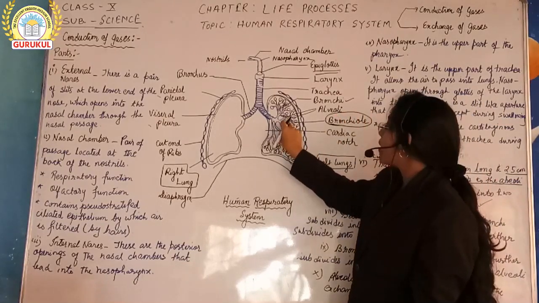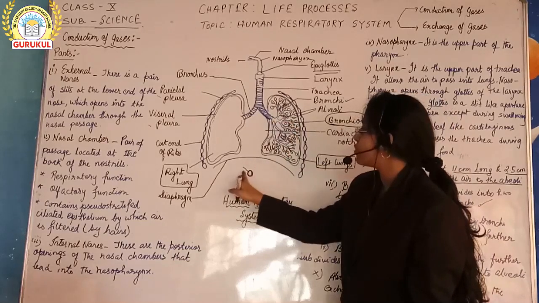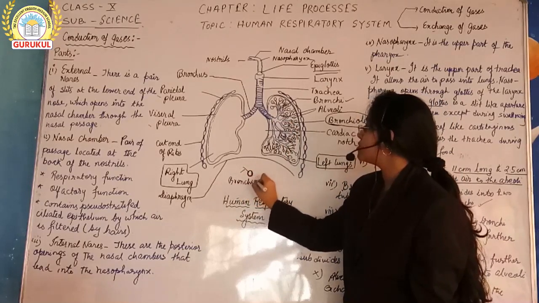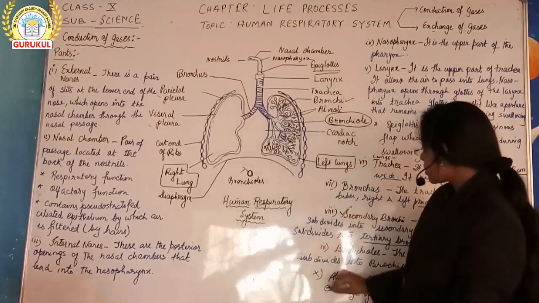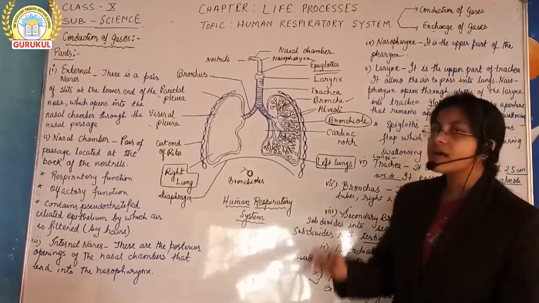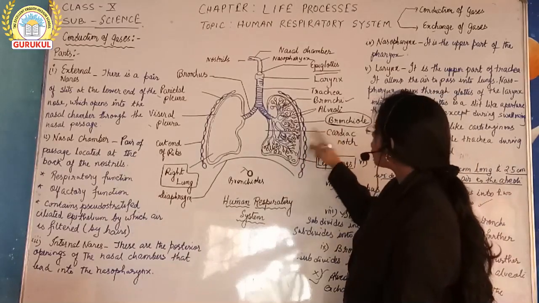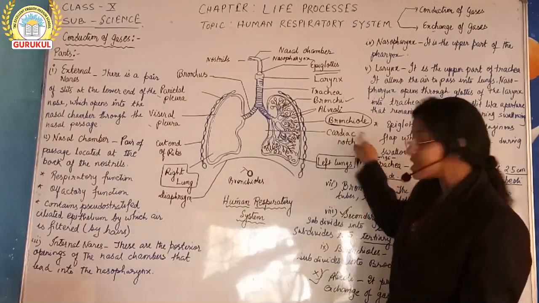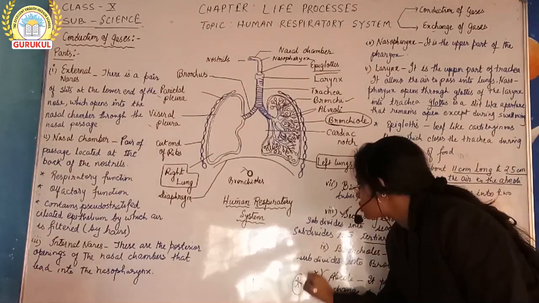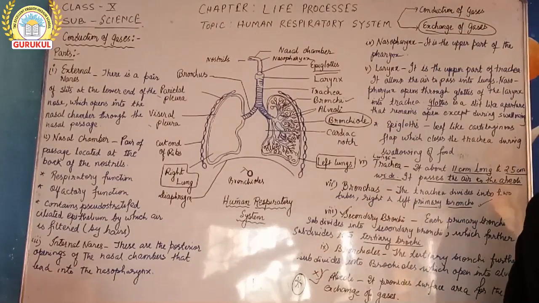See the structure. At the end there is a balloon-like structure. This is the alveoli, and this portion is known as the bronchioles. Now these bronchioles open into alveoli. What is an alveolus? It is a balloon-like sac present at each end of the bronchioles. It is the site of exchange of gases. Very important for our next topic, that is exchange of gases.